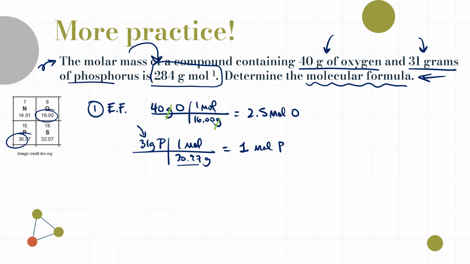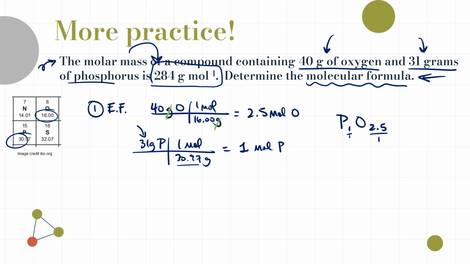And so our empirical formula is going to be P1O2.5. That's not a whole number yet. It's not our empirical formula yet. So on the last slide, I told you divide by the smaller of the two numbers. That's not going to change anything here.